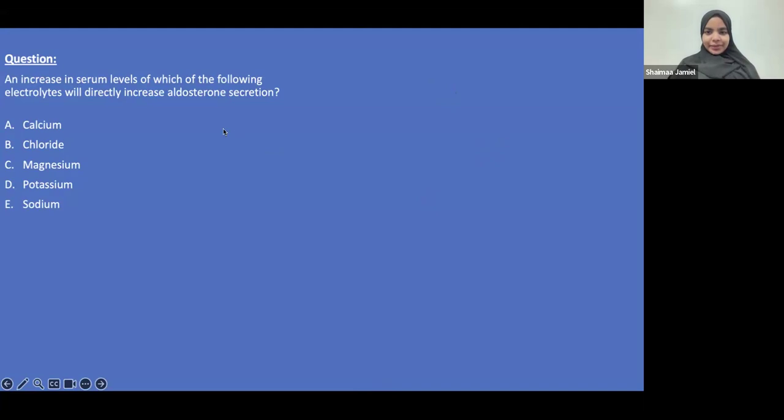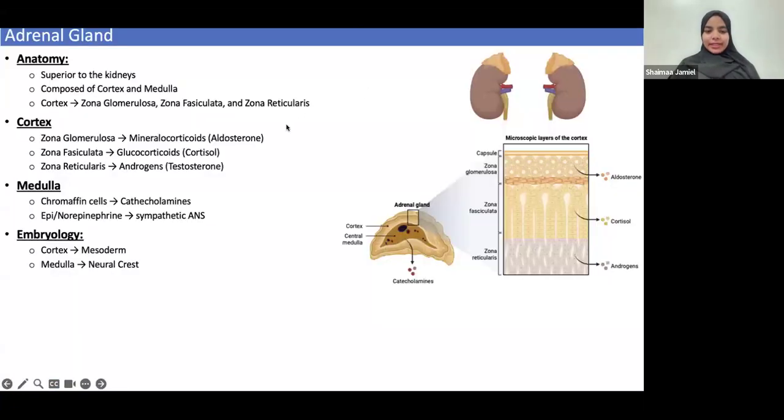Okay. So there's a D in the chat, and yes, that is correct. So basically, we're going to see just a quick overview of the adrenal gland. As you can see, the adrenal glands are suprarenal glands, 2 glands on top of the kidneys, and they have 3 layers. So basically, there's a cortex and there's a medulla, and the cortex is made up of 3 layers: the zona glomerulosa, zona fasciculata, and zona reticularis.